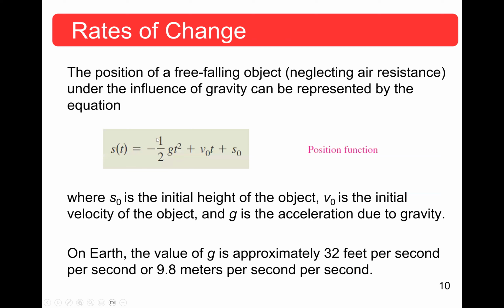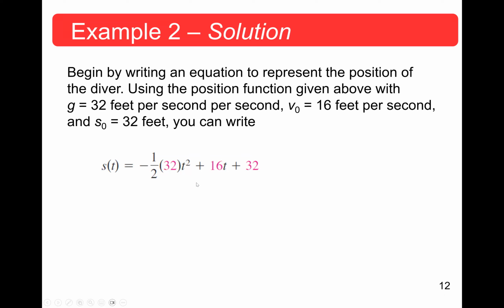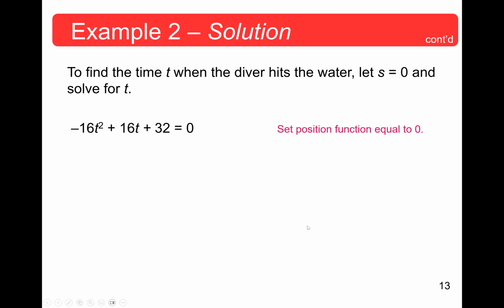So again, we are using the position formula. We plug in the values and we are going to get negative 16t squared plus 16t plus 32, and this will be the position function. So from here, we set negative 16t squared plus 16t plus 32 equal to 0. We are going to find the t when the diver hits the water. Now, when the diver hits the water, this means we let s equal to 0, then we solve for t. That's why we equate the equation to 0. If we hit the water, the distance is only 0.